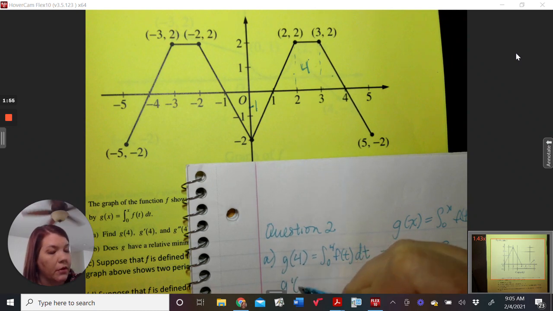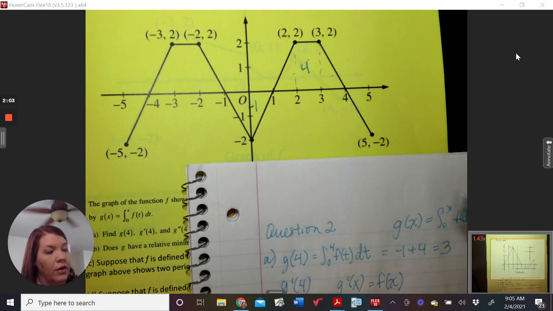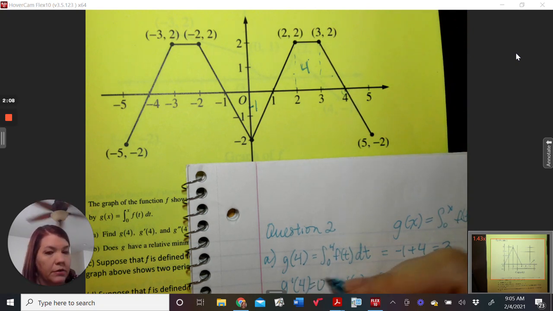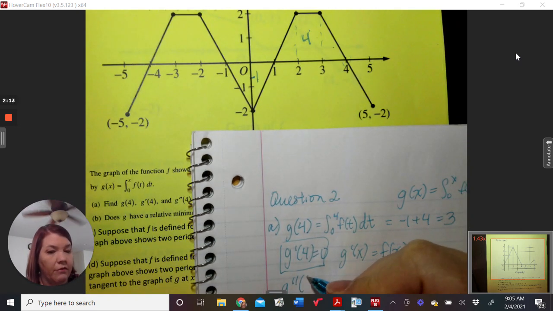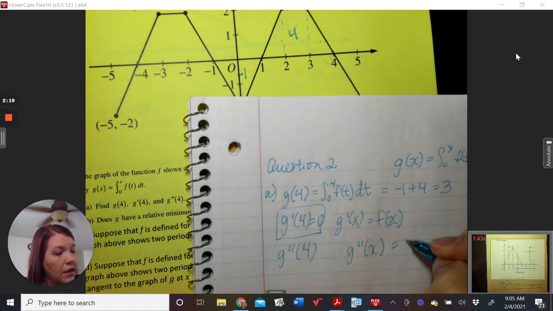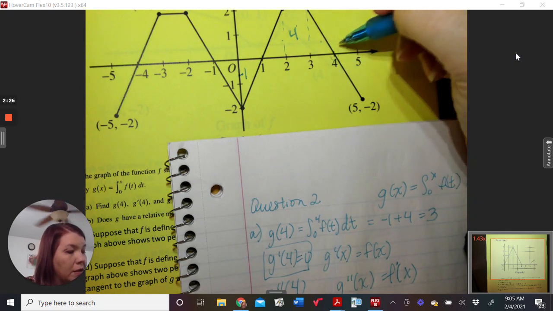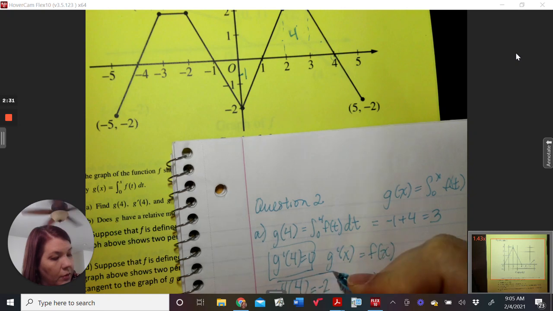g prime of 4 requires me to find out what g prime of x is. Again, we're going to take the derivative, which is going to give me f of x. And so now I just need to read the graph at 4. At 4, my answer is 0. So g prime of 4 equals 0. Okay. Then we want the second derivative at 4, which means I need to take the second derivative. The second derivative is f prime, which means now I'm reading slope. So g double prime of 4 is the slope at 4, and the slope is -2. Those are my 3 answers.